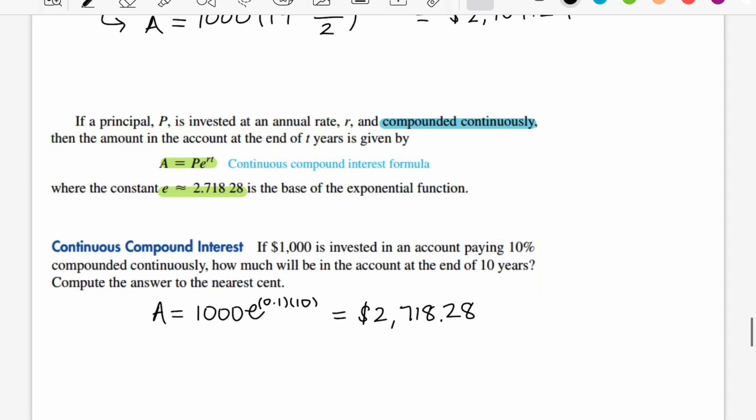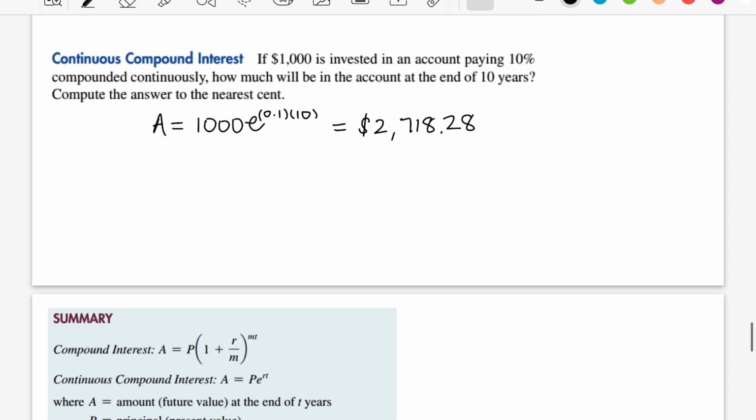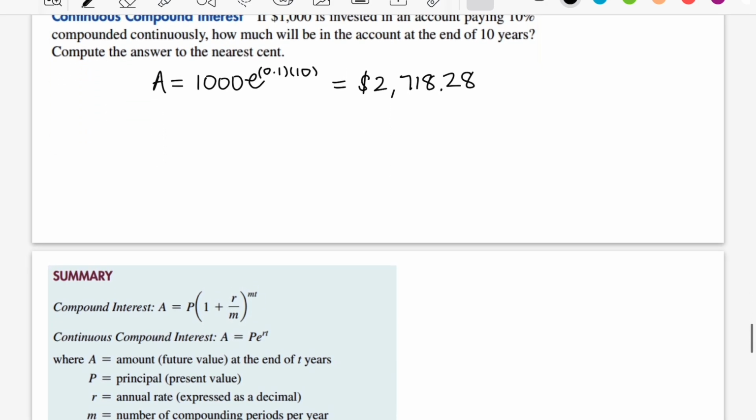All right, and that is continuous compounding interest. And here is a little summary here. You can find this in the book as well. Here's our formula for compound interest and continuous compounding interest. And here is a list of our parameters.